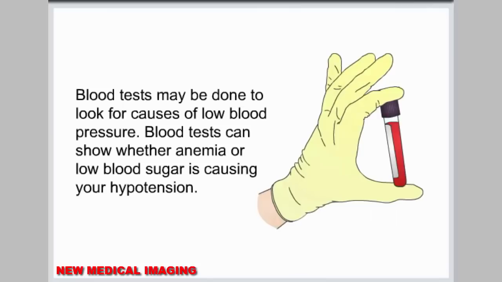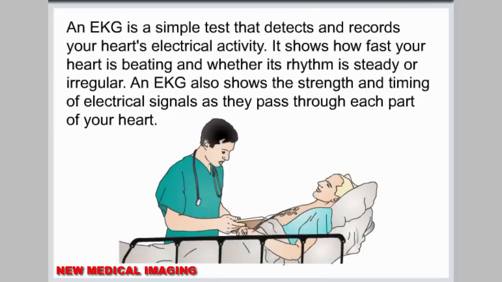Blood tests may be done to look for causes of low blood pressure. Blood tests can show whether anemia or low blood sugar is causing your hypotension. An EKG is a simple test that detects and records your heart's electrical activity. It shows how fast your heart is beating and whether its rhythm is steady or irregular. An EKG also shows the strength and timing of electrical signals as they pass through each part of your heart.